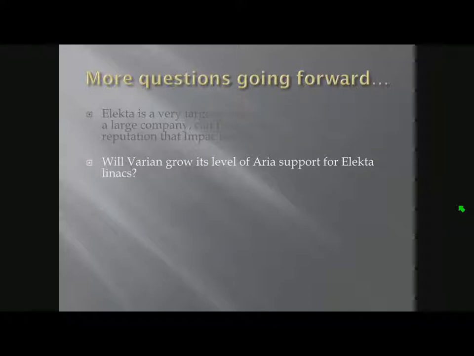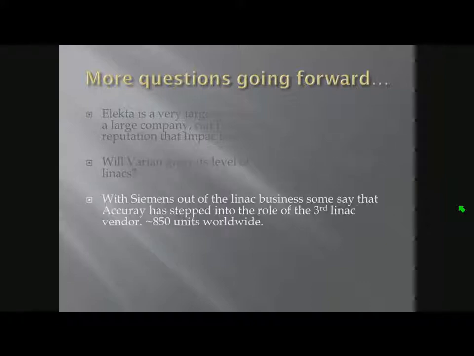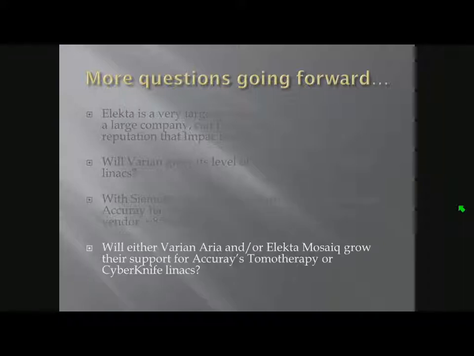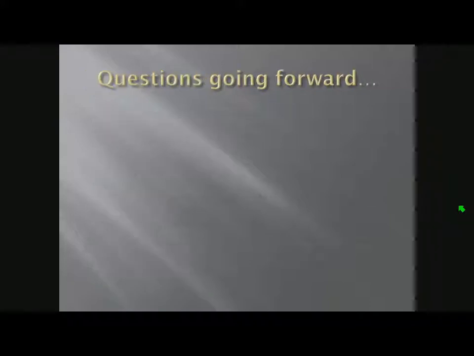I think that's a challenge for a big company. I wonder if Varian is going to grow its level of ARIA support for Elekta Linacs. And with Siemens out of the Linac business, some say that Accuray is that third Linac vendor. They certainly have plenty of units worldwide. Will Varian, ARIA, and/or Elekta Mosaiq grow their support for Accuray's linear accelerators?